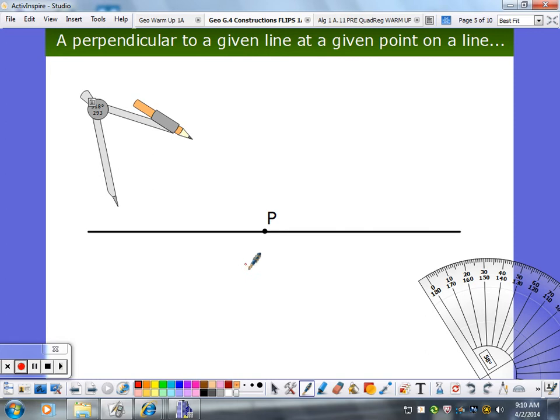All right, now we want to make a perpendicular to a given line at a given point. So at this point, I want a perpendicular line. Okay, what page is this? This is on page 4?